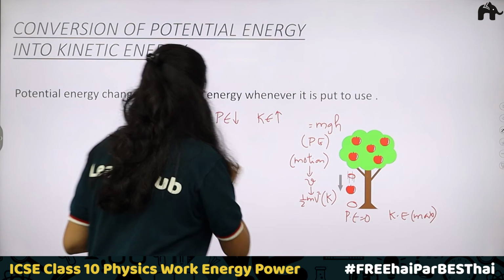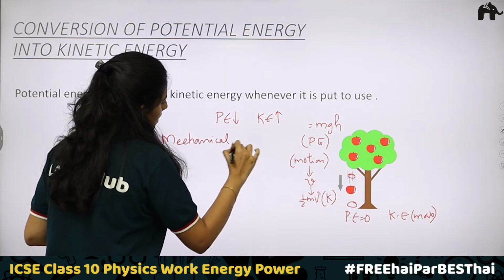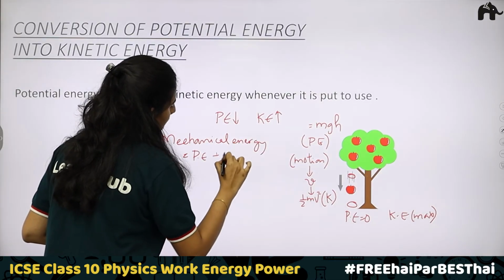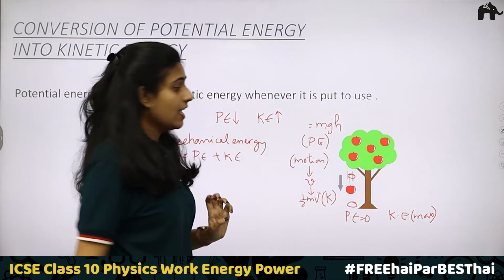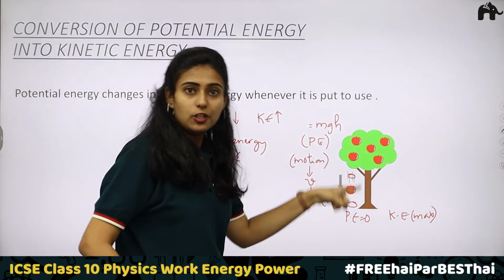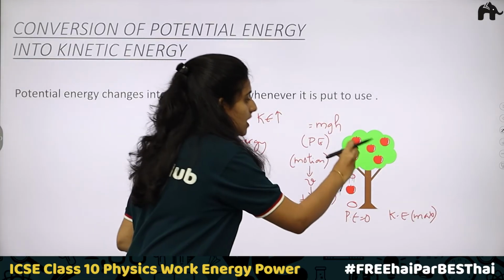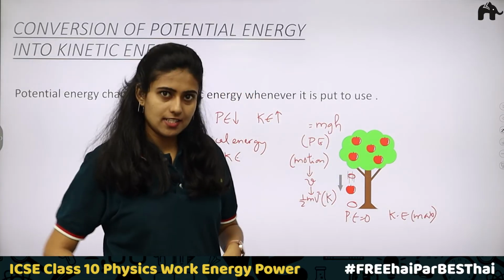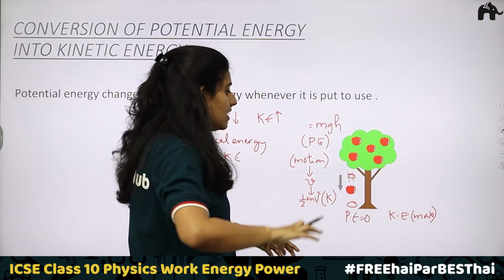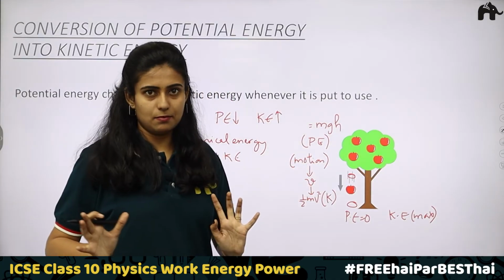So we know that mechanical energy is the sum of potential energy and kinetic energy. Okay, at every point, that is from initial point to final point, mechanical energy will be same. What is happening? The potential energy is getting converted to kinetic energy. Potential energy keeps on decreasing and kinetic energy goes on increasing. Okay, so this is your first example.